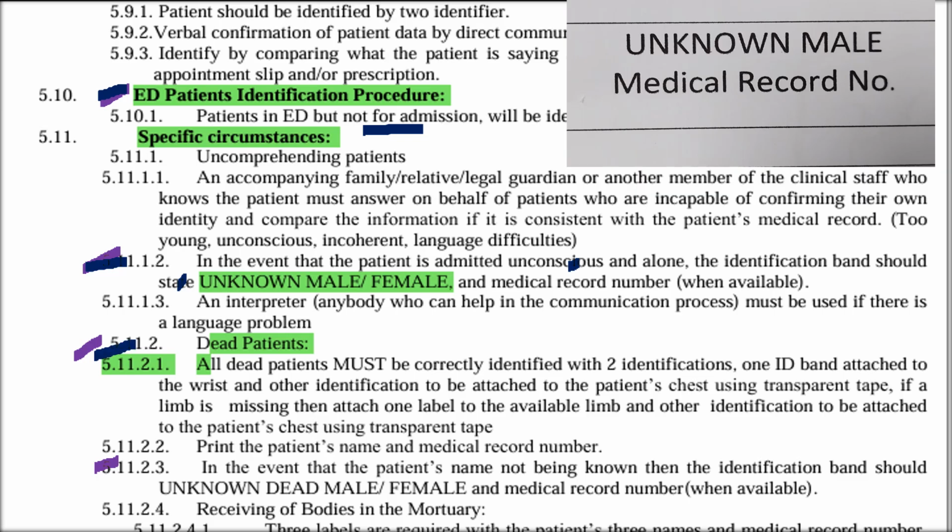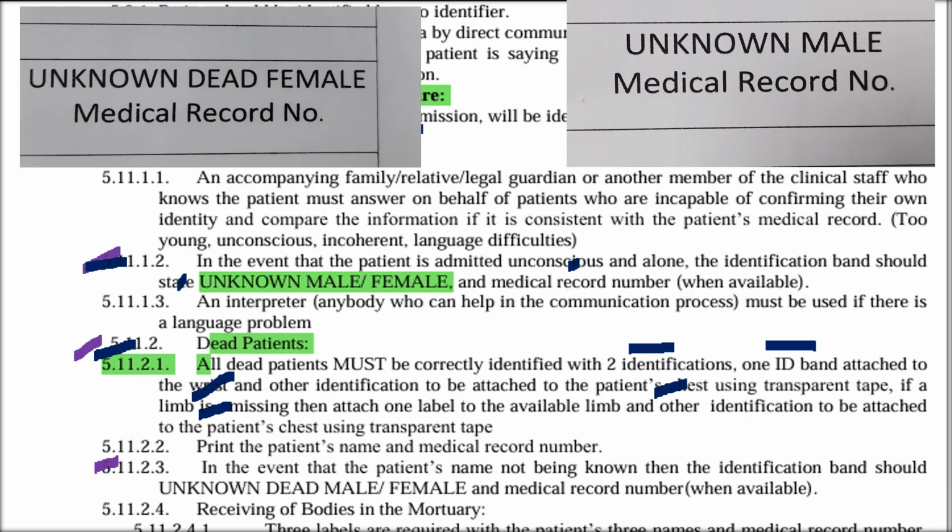Now, all dead patients must be correctly identified, again using two identifications: one ID band attached to the wrist, and the other identification attached to the chest using transparent tape. Now, if the limb is missing, then attach one label to the available limb and the other identification to the patient's chest using transparent tape. Now, in the event that the patient's name is not known, the identification band should state unknown dead male or unknown dead female plus the medical record number if available.